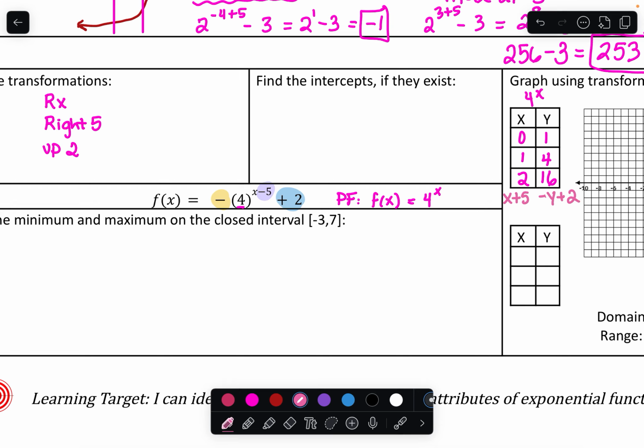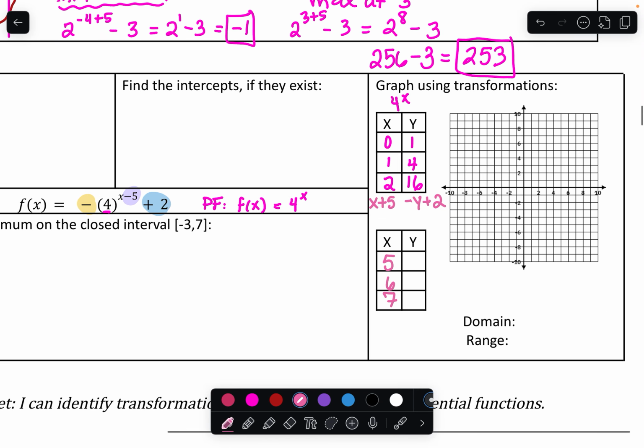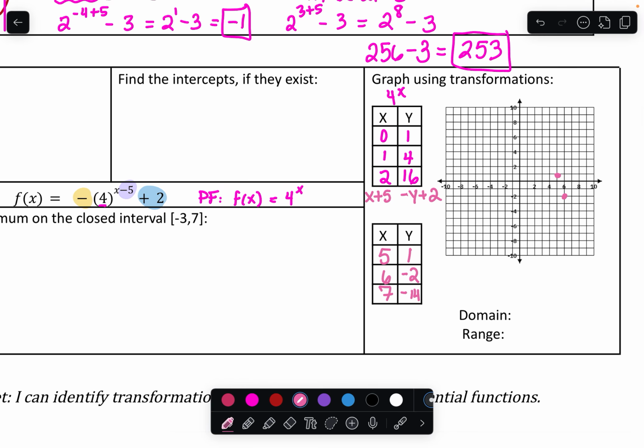All right, adding 5, we get our new points to be 5, 6, and 7. And then we have -1 plus 2 becomes 1. -4 plus 2 becomes -2. And -16 plus 2 becomes -14. Plotting these on the graph, we have 5, 1, 6, -2, and 7, -14.